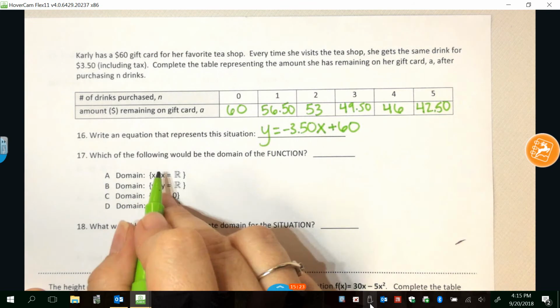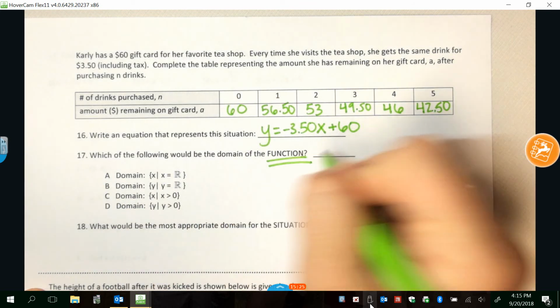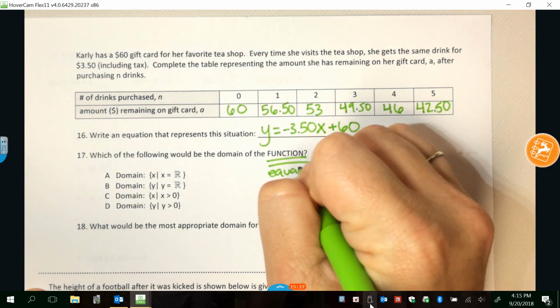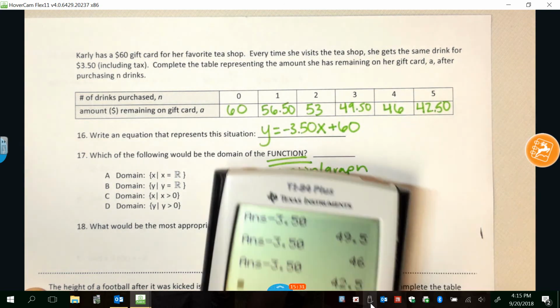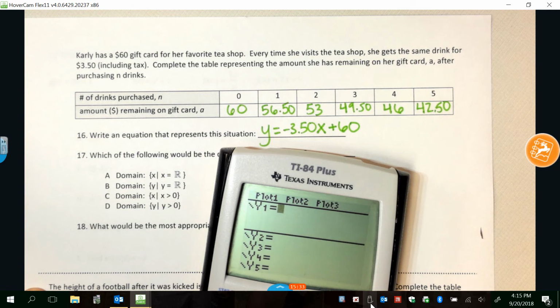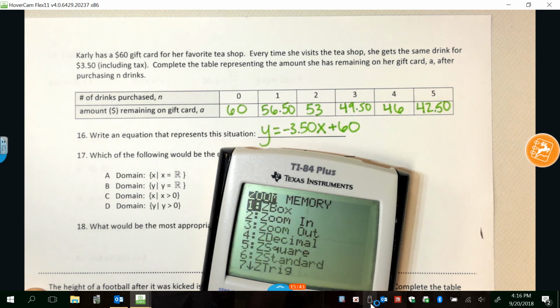Okay, so it says, which of the following would be the domain of the function, which means looking at the equation and the graph, what would your domain be? So let's type this in. Negative 3.50x plus 60. Okay, I'm actually going to go to my graph. I don't see it because it's up high, so I'm going to zoom out.